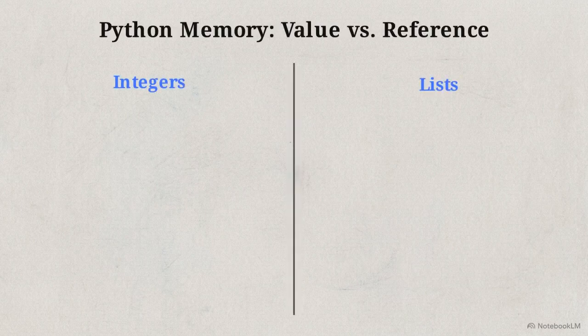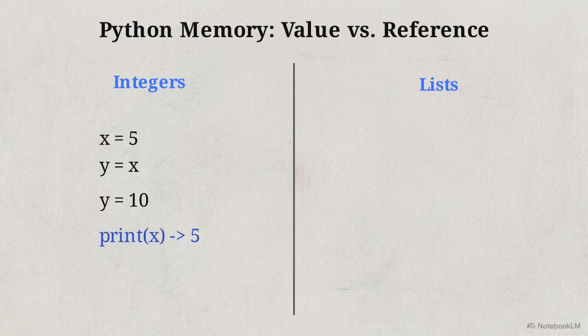Look at this split-screen code execution. On the left, we set x to 5, make y equal to x, and then update y to 10. The original x remains exactly as it was.